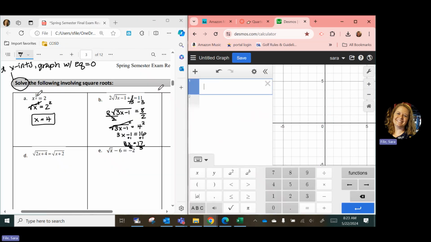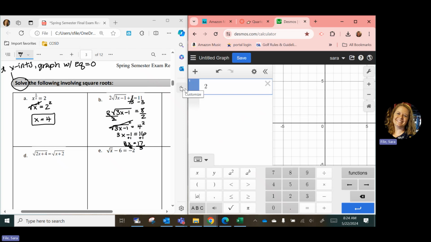Okay, so I could simply plug in the 17/3 up here and make sure it works, or I could check this graphically. What I was saying before is if it's finding your x-intercepts, you need to graph it with the equation equal to 0. If I wanted that original equation to equal 0, how would I have moved that 11 to the other side? Instead of moving the 3 to the right, what if I moved the 11 to the left? So it was just 0 on the right. How would I move that 11 to the left? I would have subtracted it.